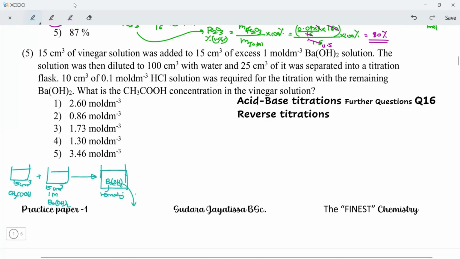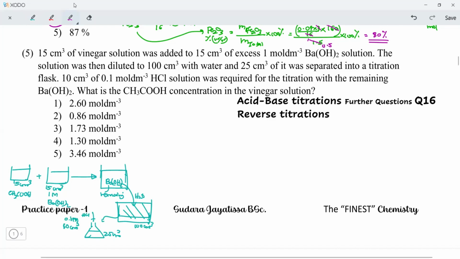Okay, so then you are adding water and you dilute it up to 100 cubic centimeters. From that 100 cubic centimeters, you are taking 25. Then you titrate it with HCl. So HCl concentration is 0.1 and the required volume is 10 cubic centimeters. You have to think about how to do the question and start doing.